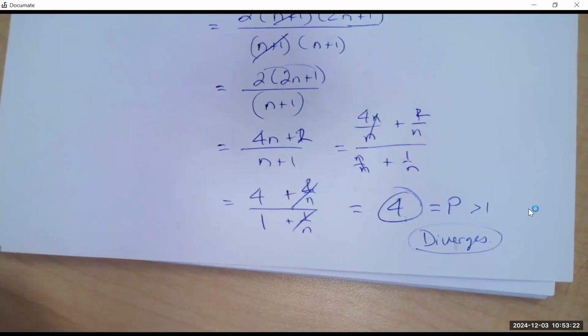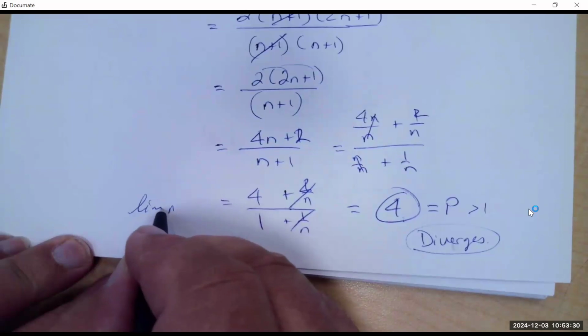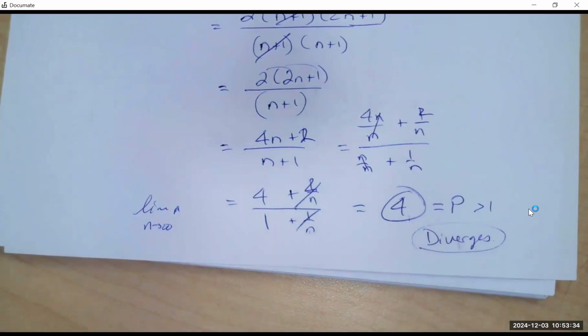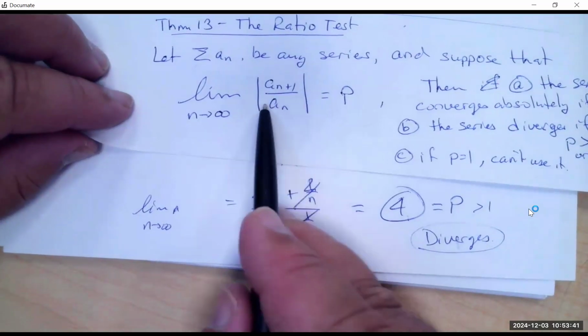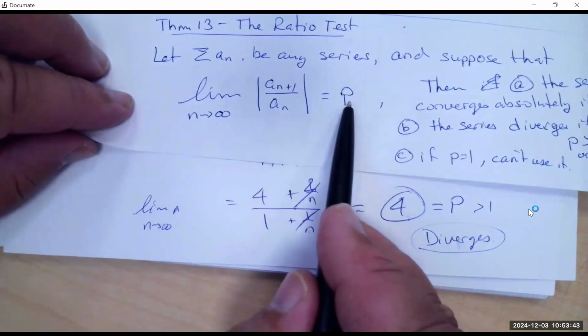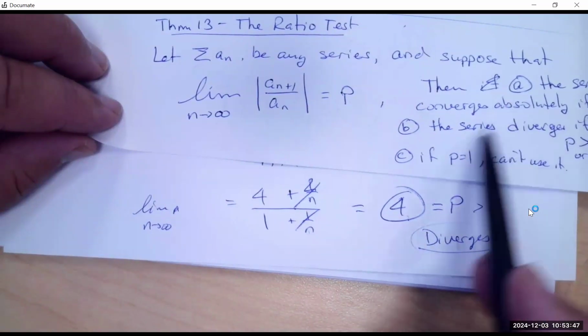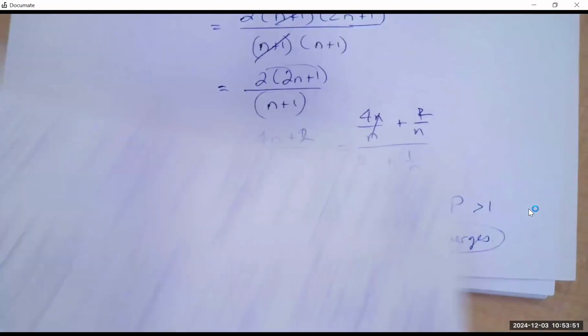Remember, the ratio test doesn't find the limit, it just finds me the p-value. That's what I said here, the limit as n goes to infinity. That's why these disappeared. Right here, the ratio test, once we do this, we take the limit and that gives us our p-value. If the p-value is less than 1, it converges. If it's greater than 1, it diverges. If it's equal to 1, we can't do anything about it.